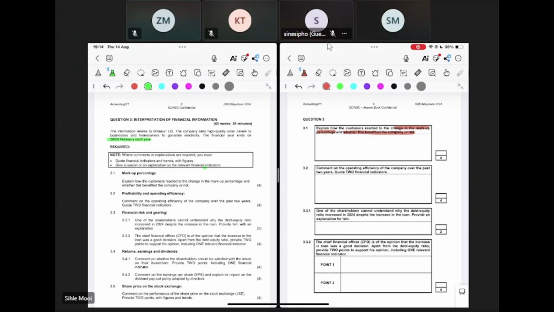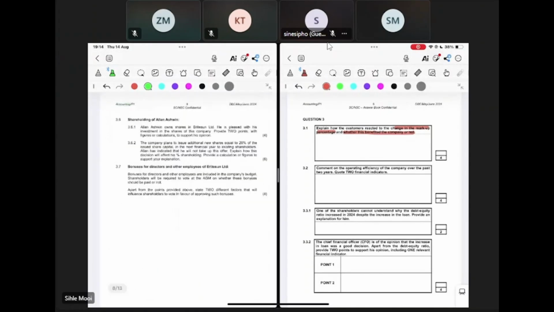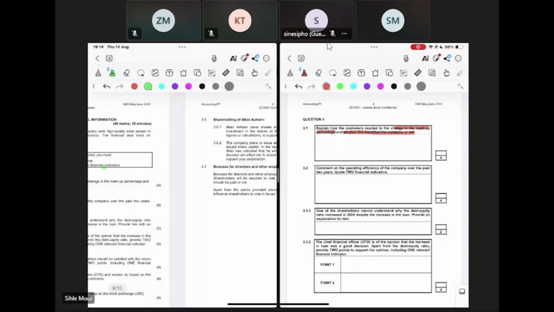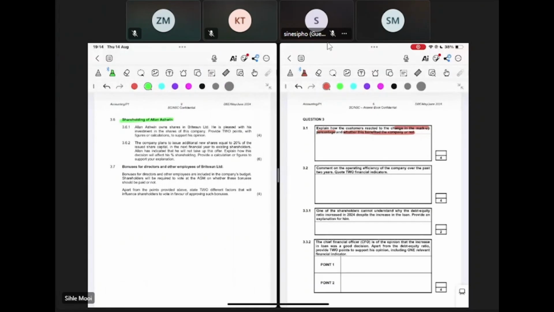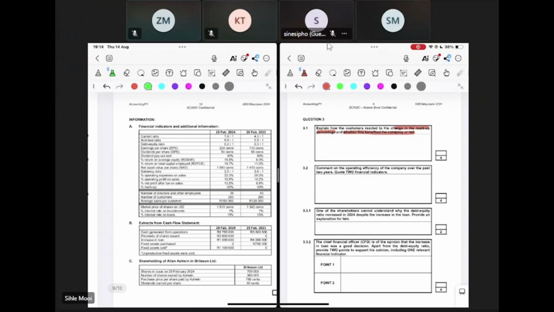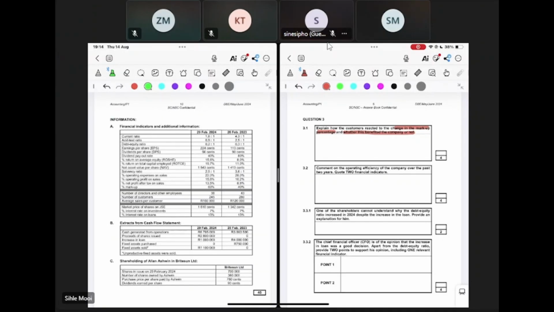Then the next part is to look at the markup percentage. Okay, so these are the questions that they've given us, the required. Now let's look at the information. Shareholding of Alan Ashwin. Alan Ashwin owns shares in Bright Sun Limited. He is pleased with his investment in the shares. Provide 2 points with figures or calculation. Oh, sorry. Here's the information. Those were just the required.